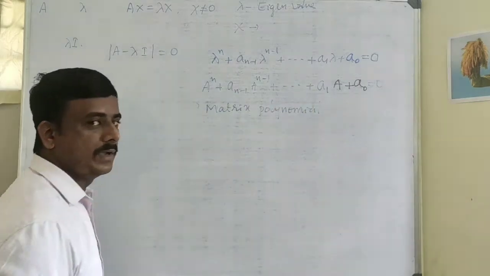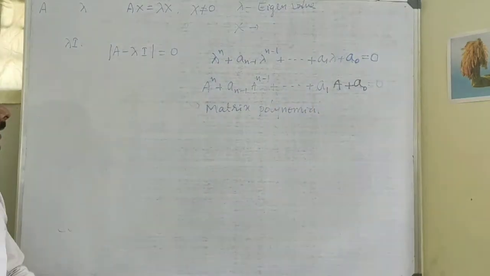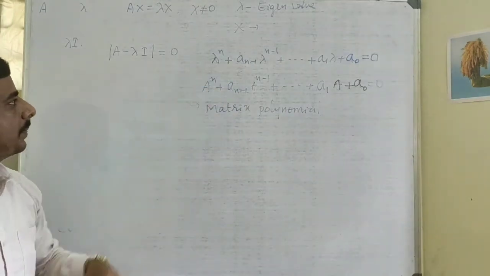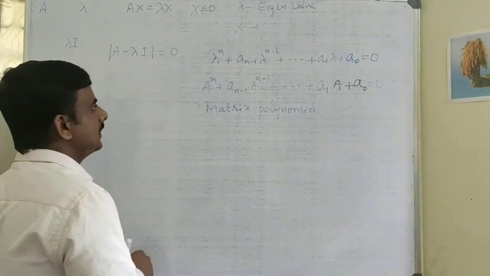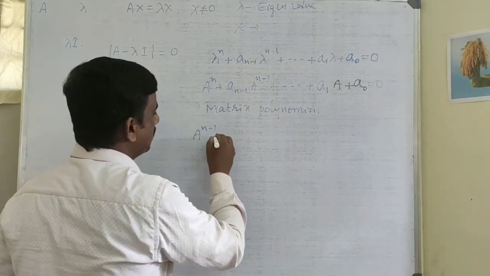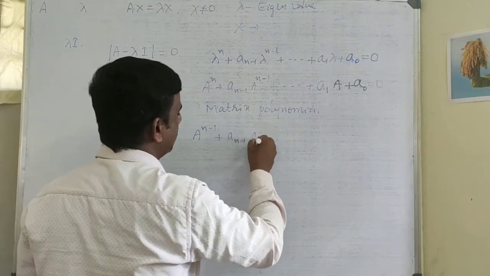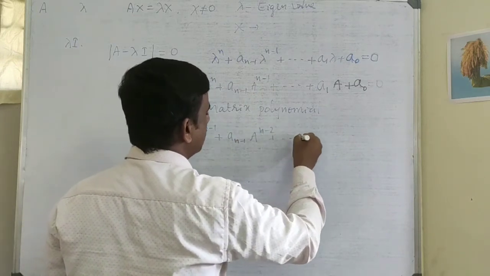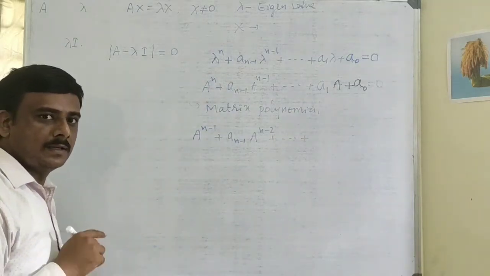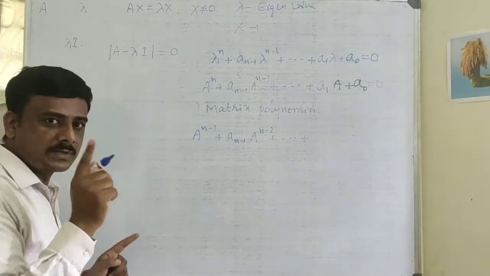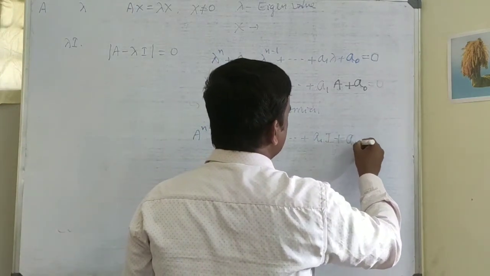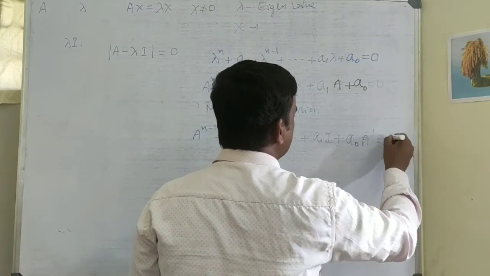So this is an example of a matrix polynomial. We shall discuss matrix polynomial later after this one. Now I have this one. Multiply both sides by A inverse. So multiplying both sides by A inverse, we will get A power n minus 1 plus a n minus 1 A power n minus 2 plus and so on. Here I have a1 into capital A, multiplying it by A inverse. So A into A inverse equal to identity matrix. So a1 I plus a naught A inverse equal to 0.